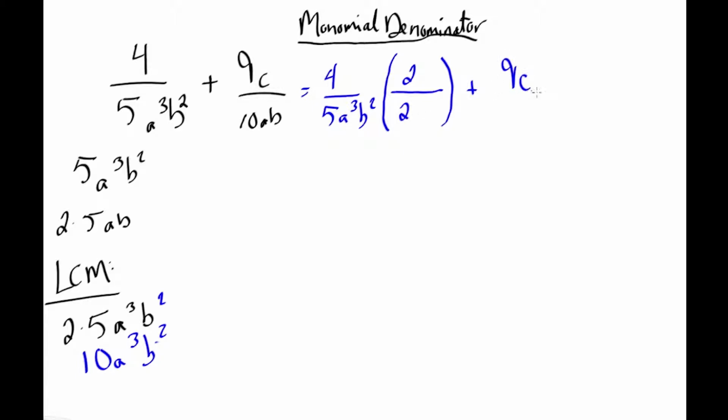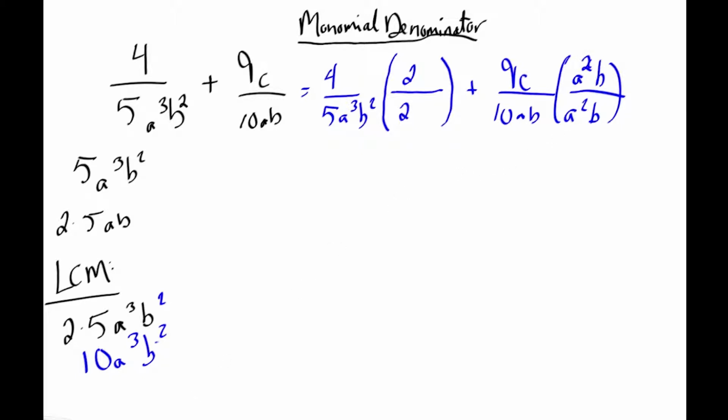Then I'm going to have my other fraction, 9c over 10ab. It's missing some stuff. It already has a 10. That's awesome. I should have an a cubed and a b squared, but I only have one of each. So I'm going to need to multiply by a squared and a b. Whatever I do to the bottom, I have to do to the top. That just keeps everything fair.